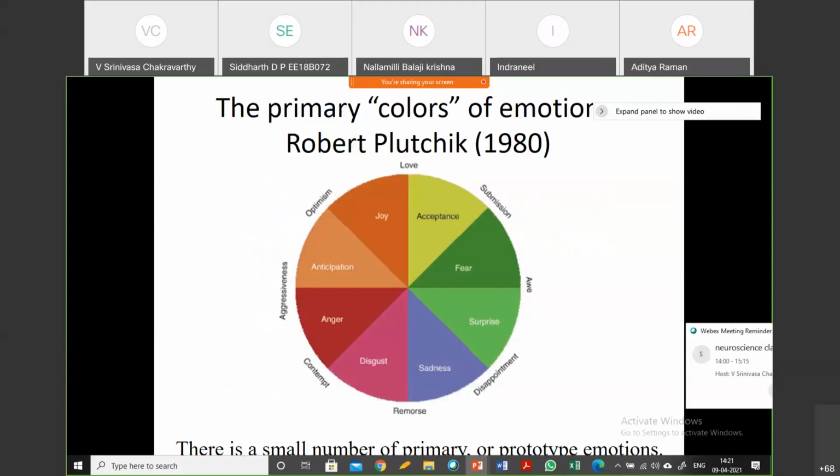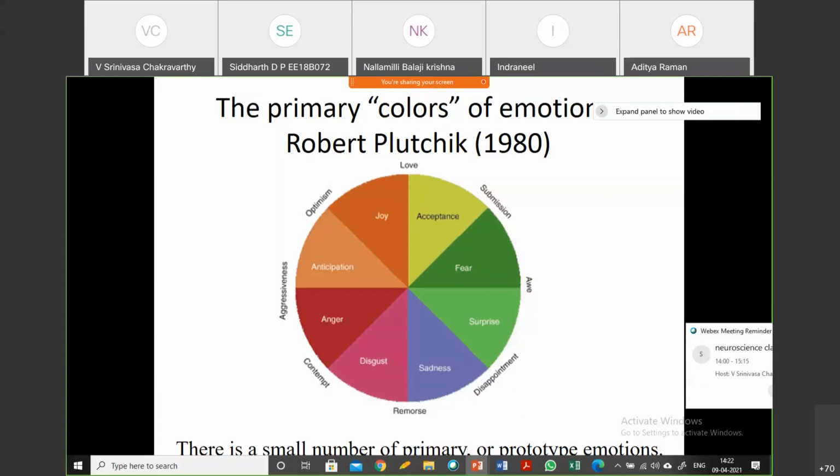Okay, so for example, in this color chart, the color wheel of Plutchik, you have joy and acceptance at the top, which are positive, and every emotion occupies a sector in the wheel, and its opposite emotion is the diametrically opposite sector. So acceptance and disgust are opposite. Joy and sadness are opposite. Fear and anger are opposite, and surprise and anticipation are obviously opposite. Like that we have four emotions and their opposites.